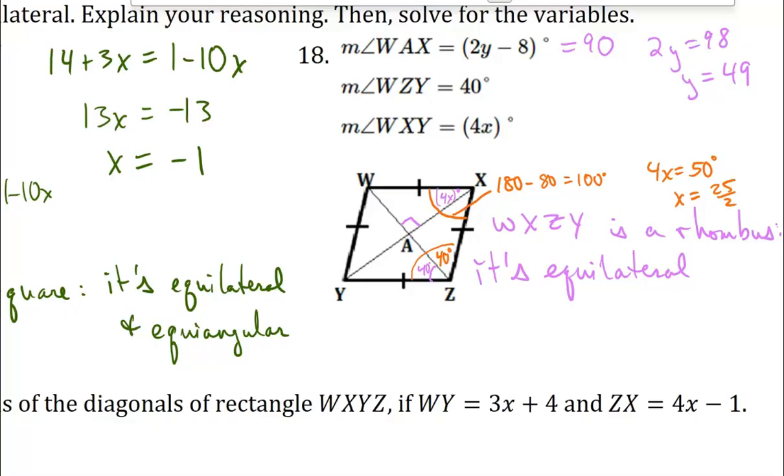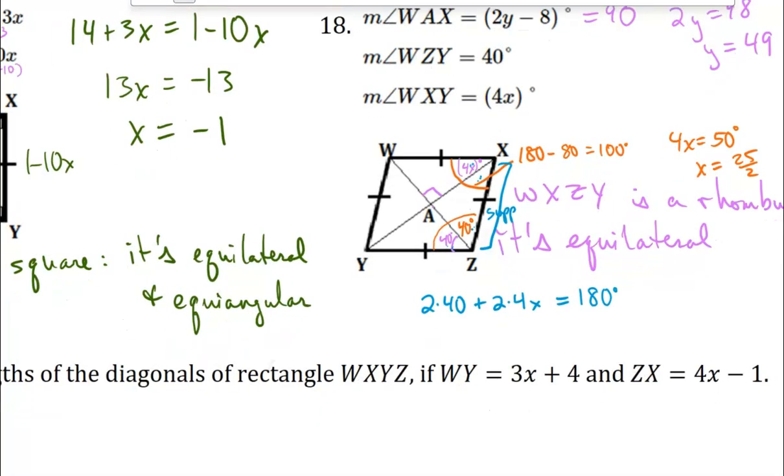But I would do 2 times 40 plus 2 times 4x is equal to 180. So if this is 40, 2 times 40, so 2 40s there, plus 2 4x's has to be 180 because these two are supplementary, okay? And then from here you can solve, you will get the same thing because that's 80, subtract 80, divide by 8, 100 divided by 8 is the same as 50 divided by 4, okay.